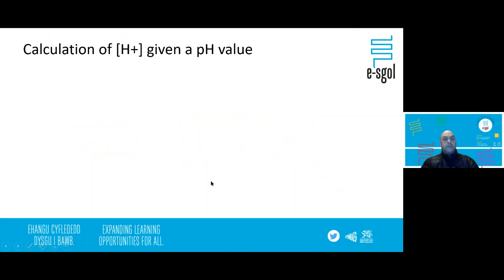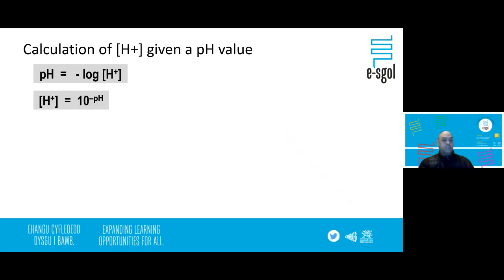Okay. The other thing that they might ask you to do, and I'm going to talk to you about this in another context in a minute, is calculating the concentration of your hydrogen ions if you're given a pH value. So it's the reverse of what you've just done. That's how you work out pH. The opposite of that, where we're trying to work out H+, we just do this. We take the inverse log.